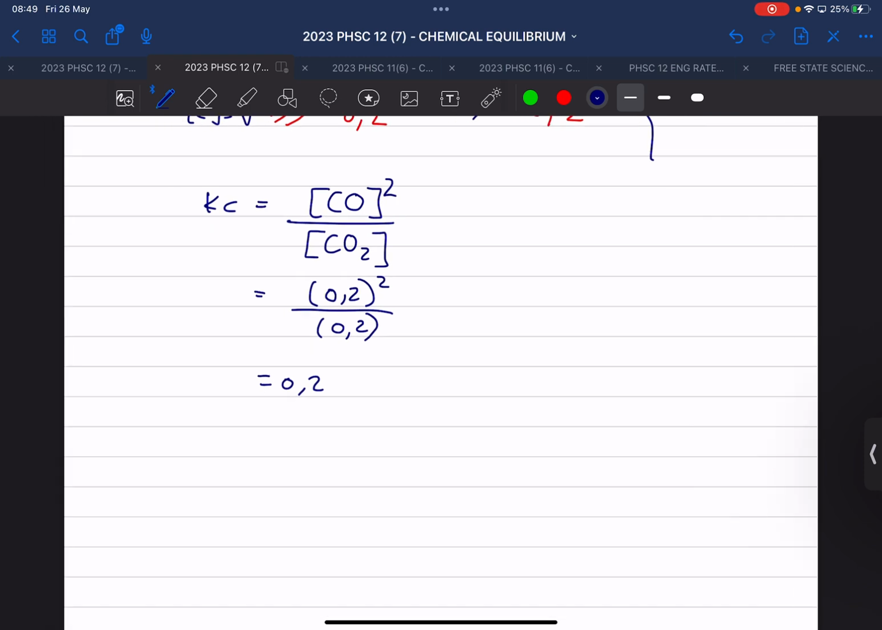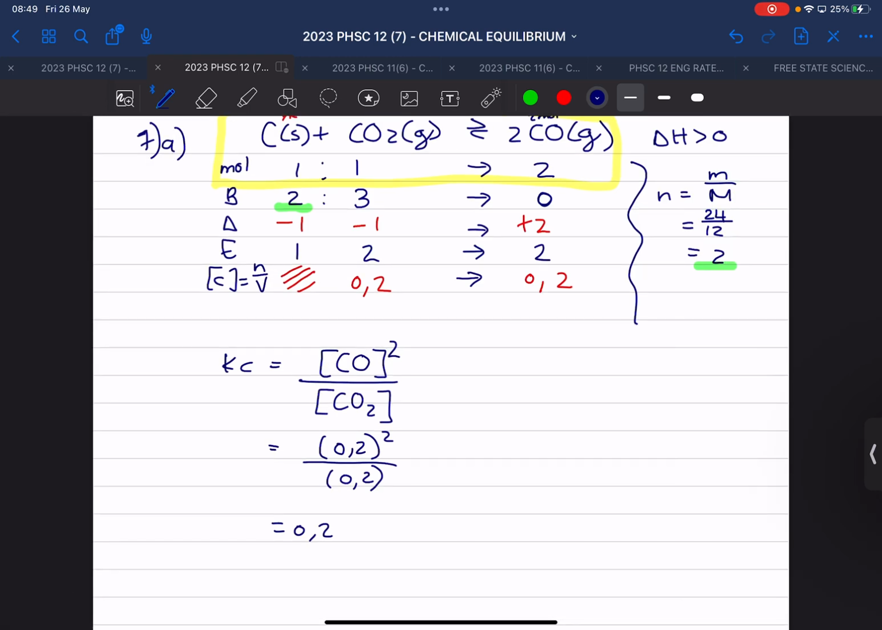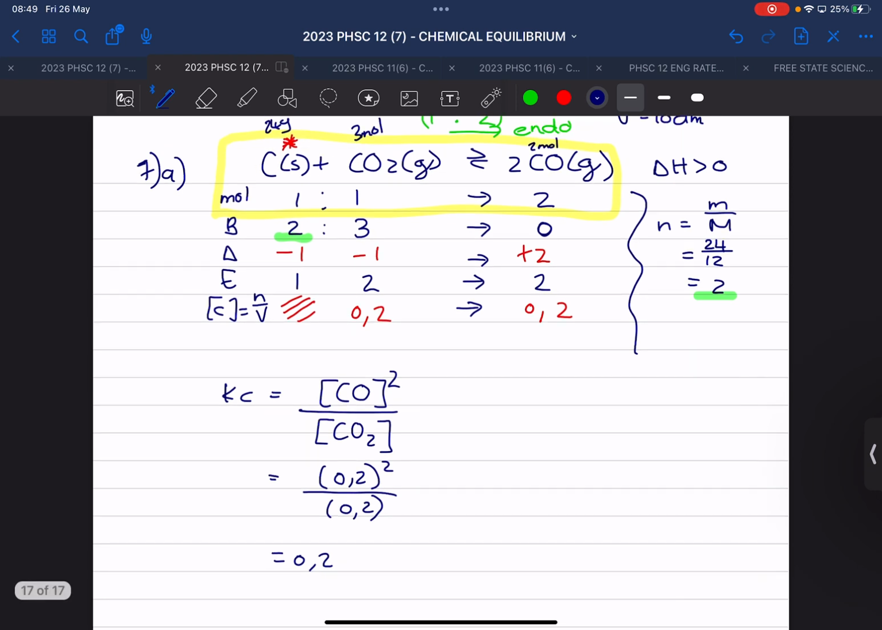Okay, then at question 7b, so that was 7a. And remember that this question can count 1, 2, 3, 4, 5, 6. I think this one would have counted 7 marks. Okay, there were questions that went up to 9 marks. So this one is 7 marks.